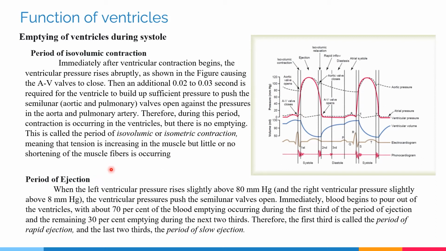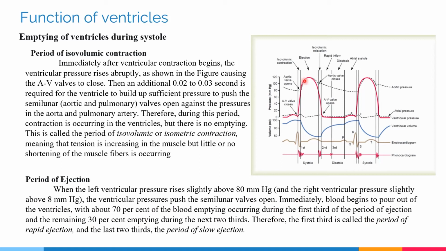Next, we have the period of ejection. When the left ventricular pressure rises slightly above 80 millimeters of mercury, which just crosses the threshold of the aorta, and the right ventricular pressure rises slightly above the 8 millimeter mercury mark, which is the threshold for the pulmonary artery, the ventricular pressures push the semilunar valves open. Immediately, the blood begins to pour out of the ventricles, with about 70% of the blood emptying during the first third of the period of ejection.